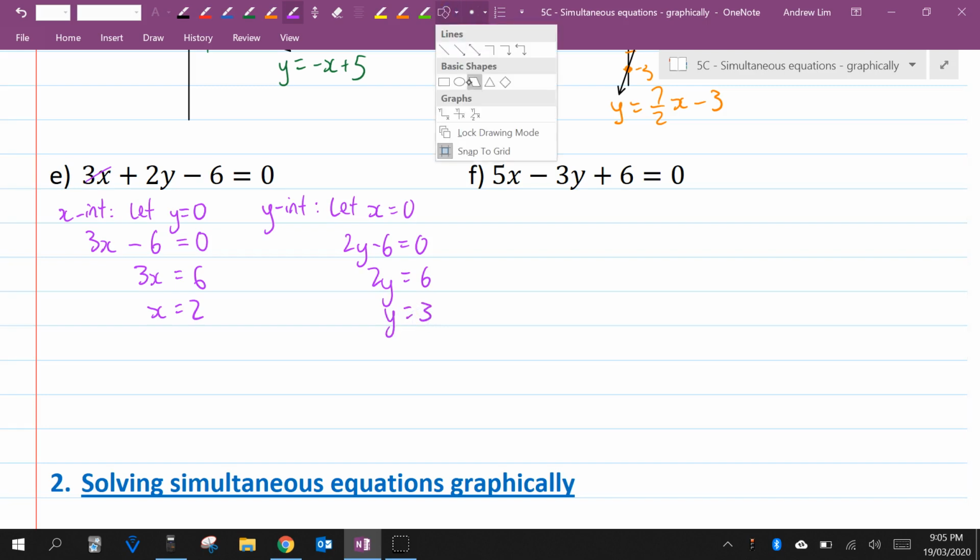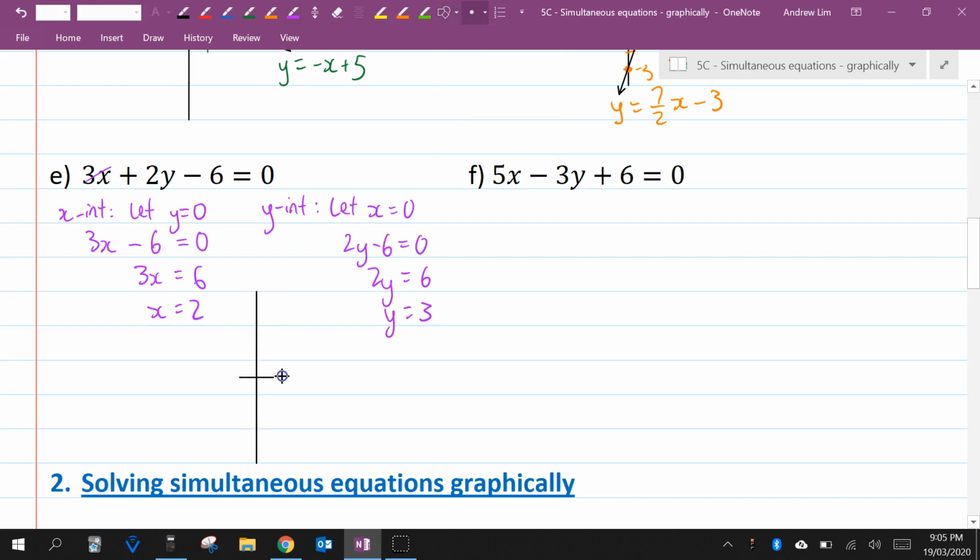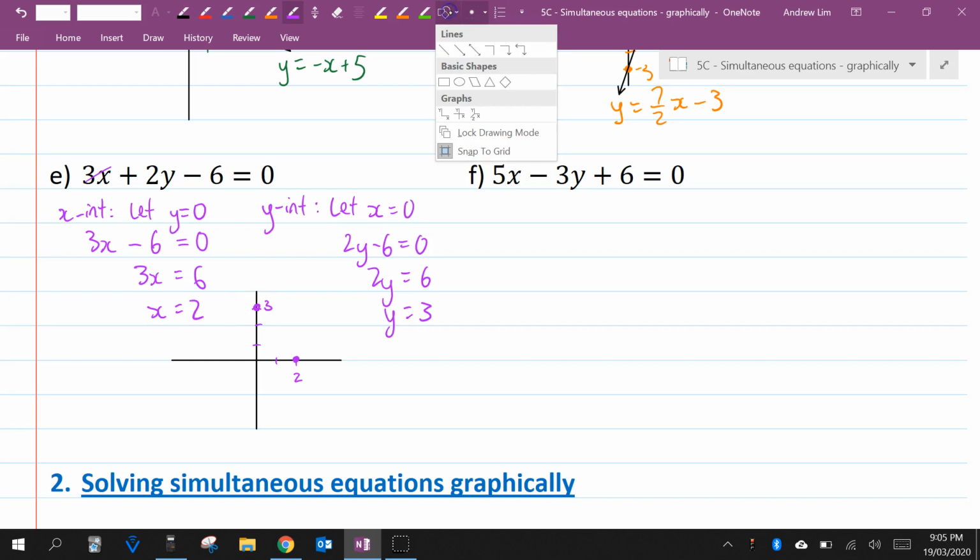So now we have everything we need to graph this. Because y is 3 and x is 2, we've got our 2 points. So the x-intercept is 2, y-intercept is 3. We've got our 2 points, we can graph that.